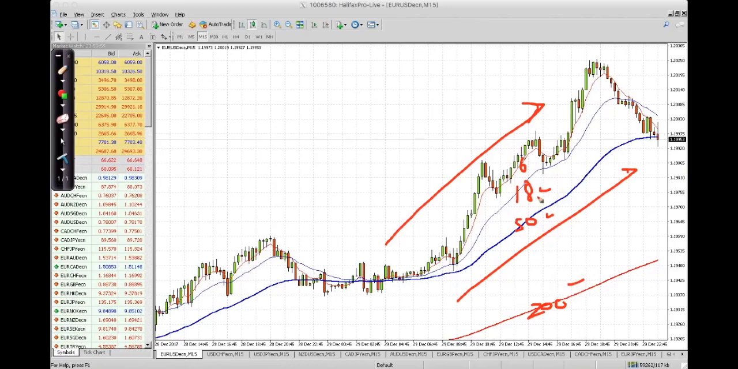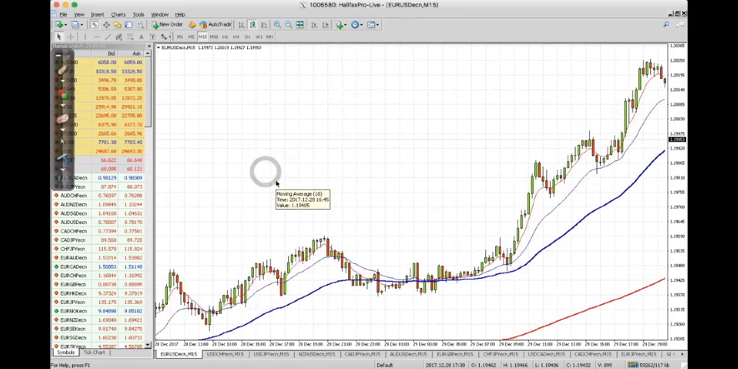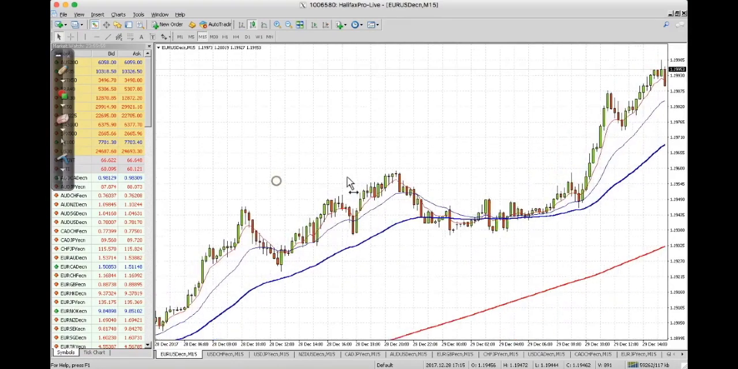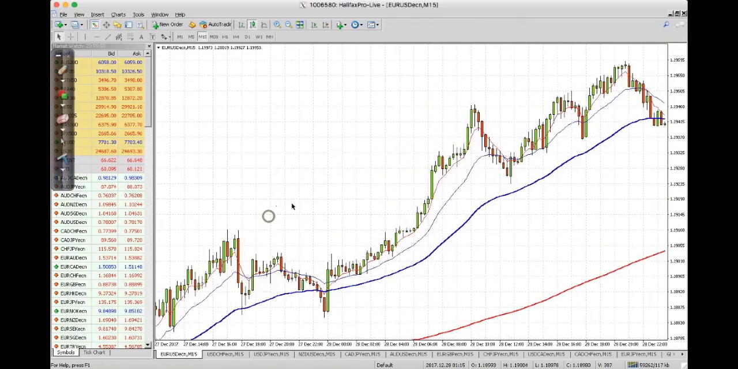So again, notice that on a very clear uptrend, the 18 is above the 50, and the 50 is above the 200, and they're all sloping up in sequence, 18, 50, 200. That's a very clear uptrend. So that's how you identify a trend. I'll talk about it again later under moving averages. So I want to find a period when the price is moving sideways. Again, you can see it's a very clear uptrend here, sloping up, sloping up, sloping up.